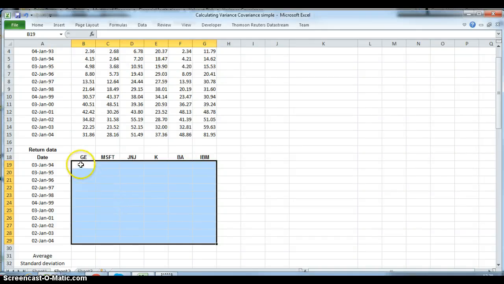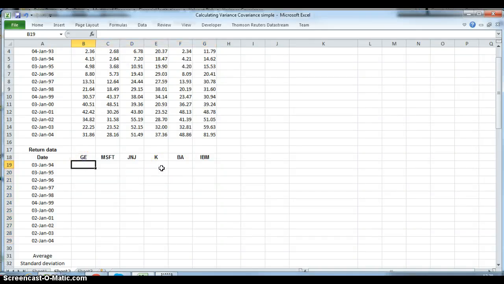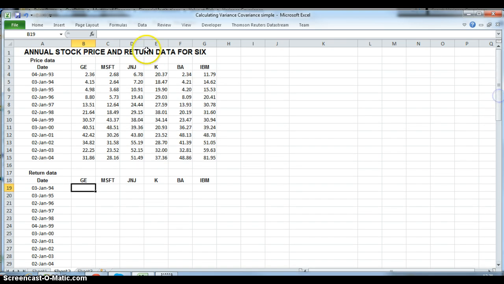Okay, we want to estimate a variance covariance matrix. A variance covariance matrix is useful for portfolio calculations, and also very useful for making value at risk estimations. The first thing we need to do here is consider the assets.